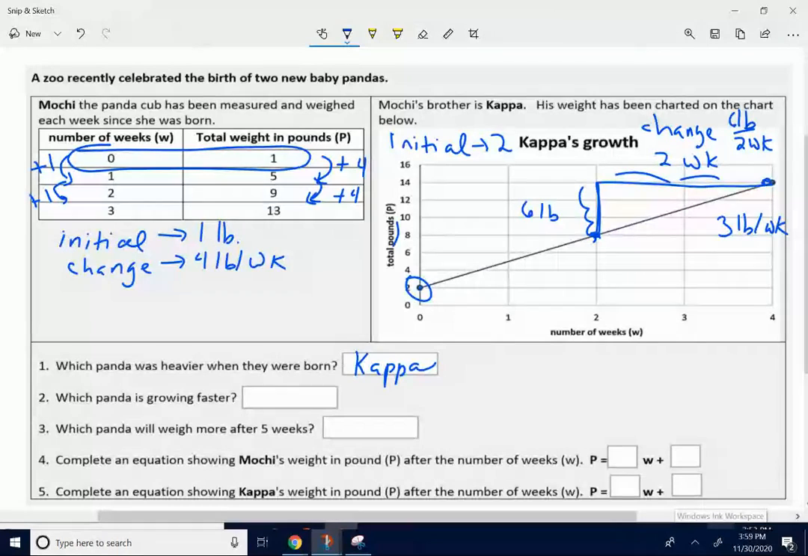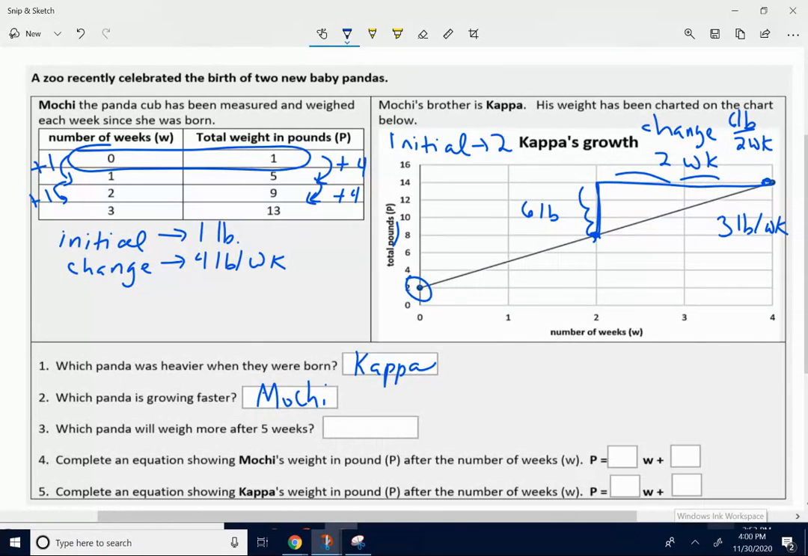So Moki is growing 4 pounds a week, and Kappa is growing 3 pounds a week. So Moki is growing faster. Which panda will weigh more after 5 weeks? Guys, you could use the patterns. You could extend the numbers in the data table and the graph, but I want to show you something because it'll help you on the other problems.